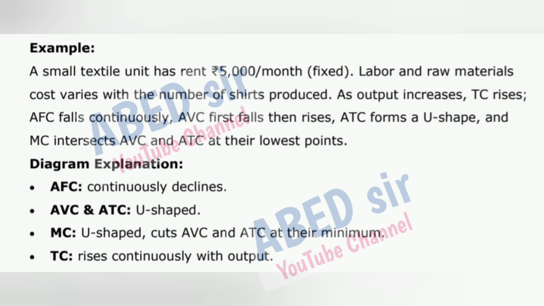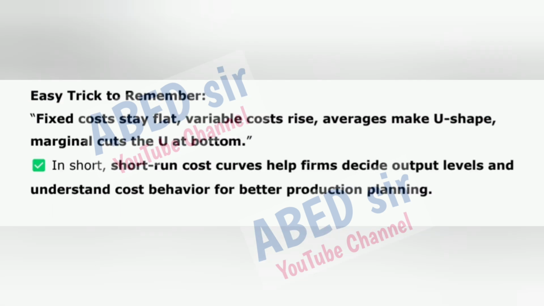Diagram explanation. AFC continuously declines. AVC and ATC are U-shaped. MC is U-shaped and cuts AVC and ATC at their minimum. TC rises continuously with output. Easy trick to remember: fixed costs stay flat, variable costs rise, averages make a U-shape, marginal cuts the U at the bottom. In short, short-run cost curves help firms decide output levels and understand cost behavior for better production planning.